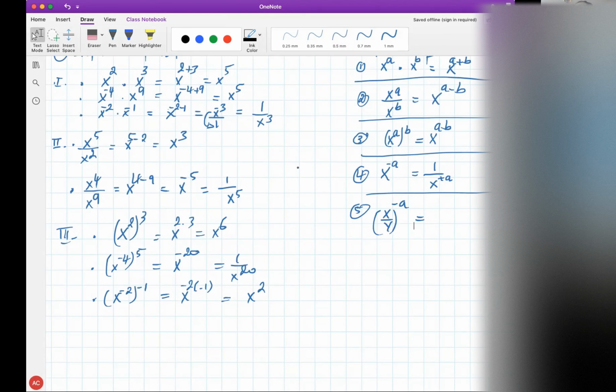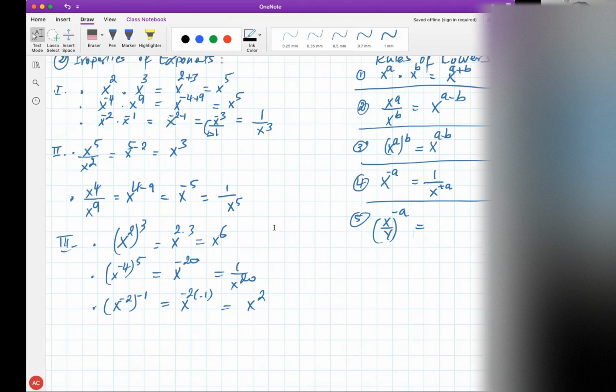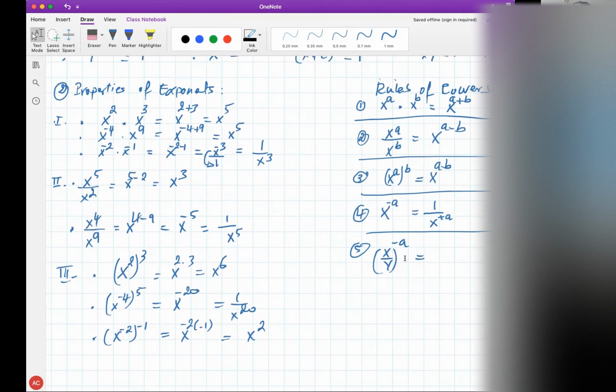Or in other words, how do we make that power positive? Apply it to both x and y. Everybody, what is that equal to? How do we make this positive? We have to flip it. So it would be y over x, and the power would be positive. That's right. So we're going to flip this on both sides. That's it.